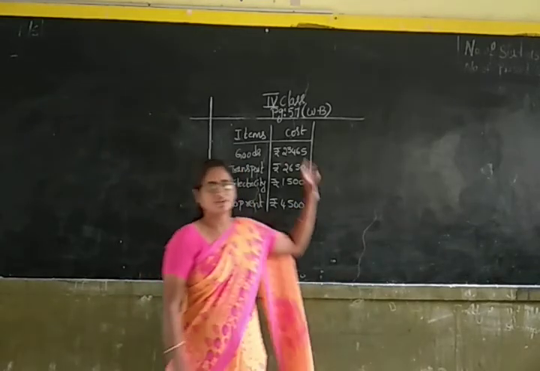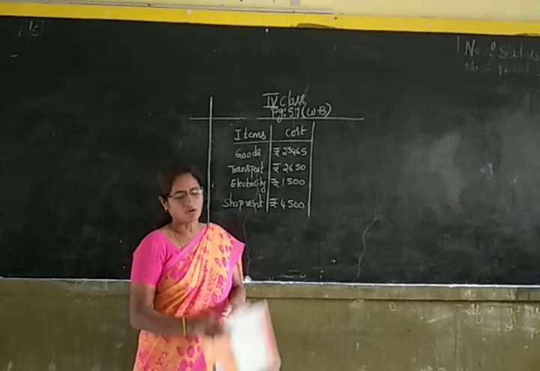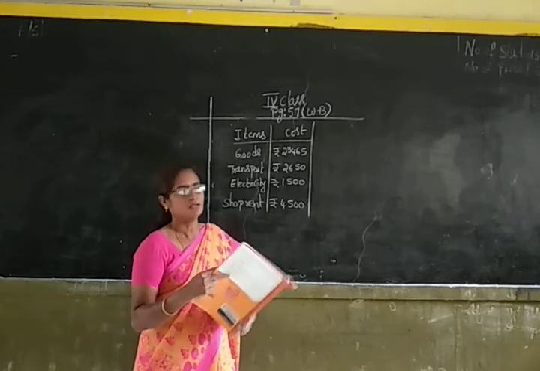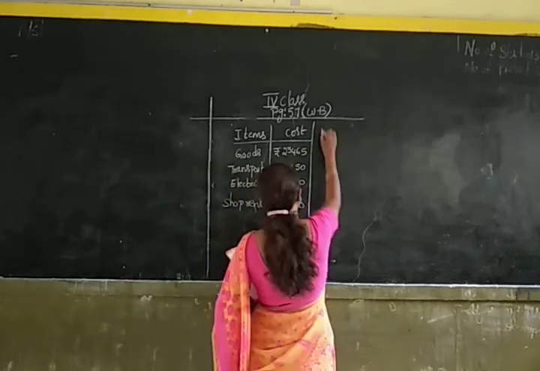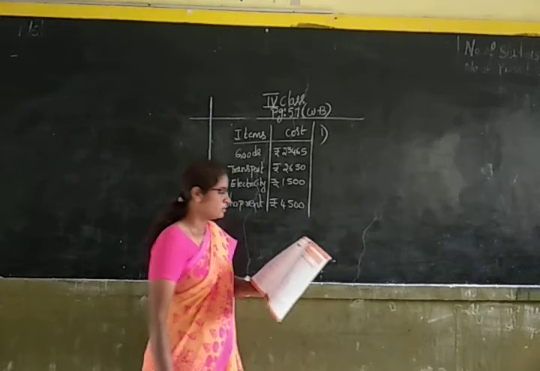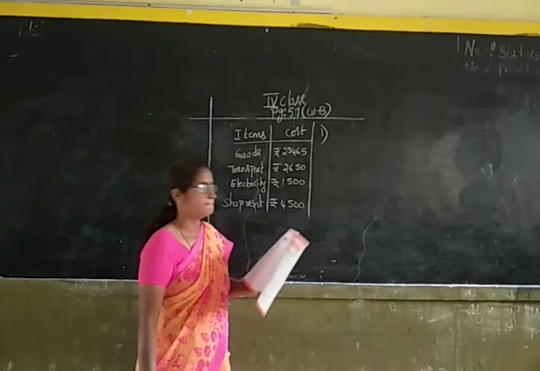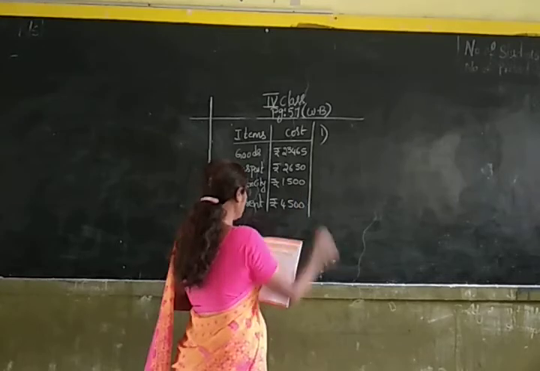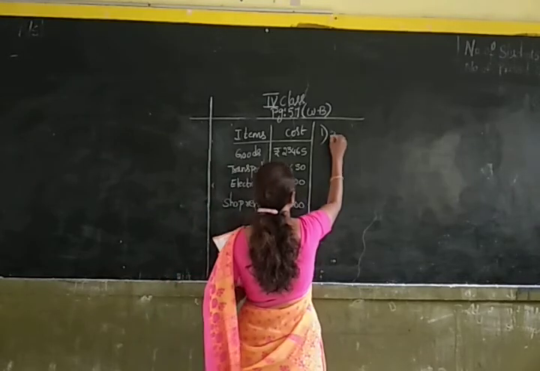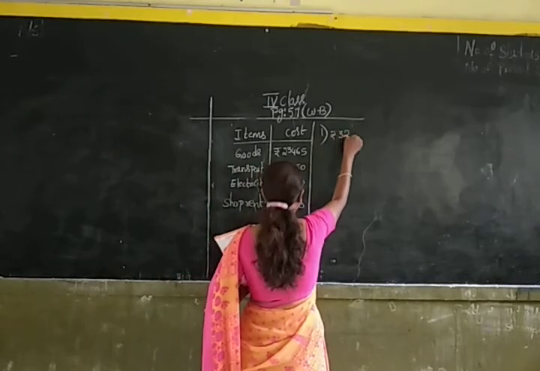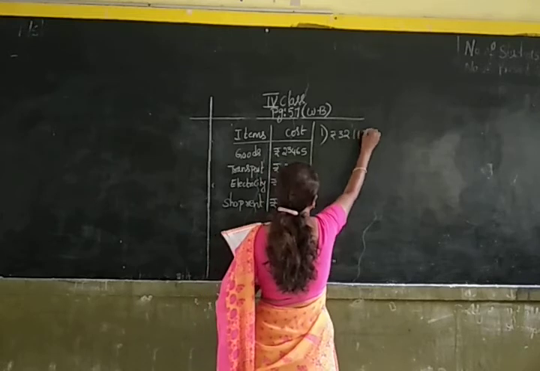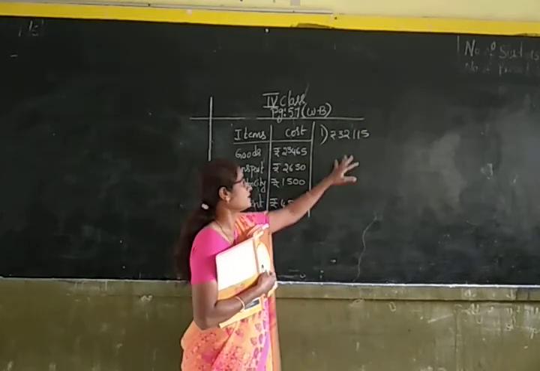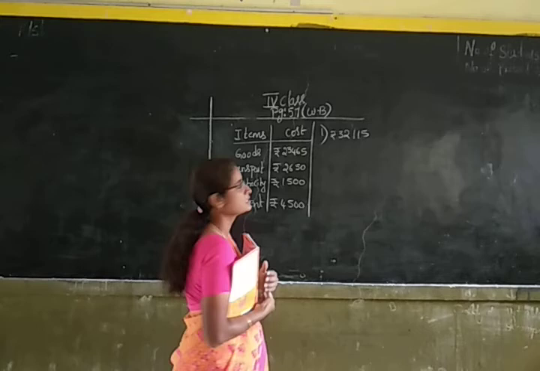After collecting the information from the shopkeeper, we have to answer some questions given under the table. Here the first question is total amount spent in the month. So you have to find out the total amount. For that you have to add all these numbers. So the total amount is 32,115. You will get 32,115 after adding all these numbers.